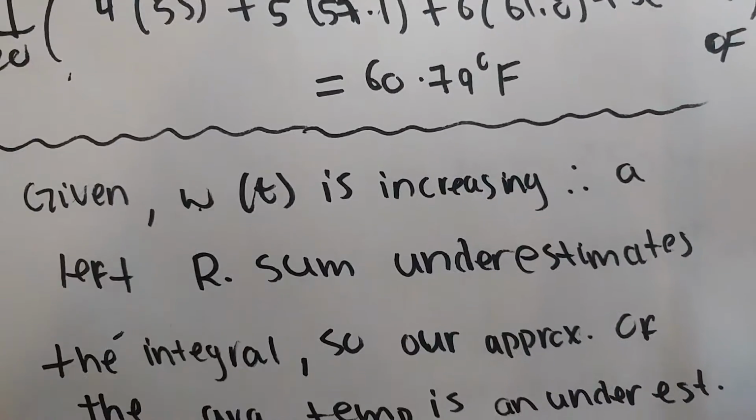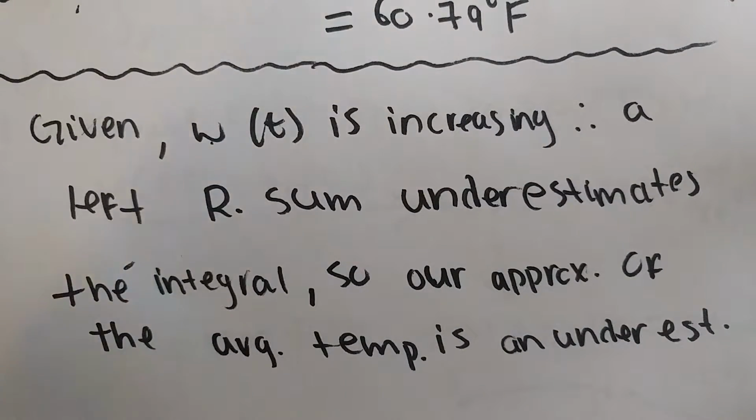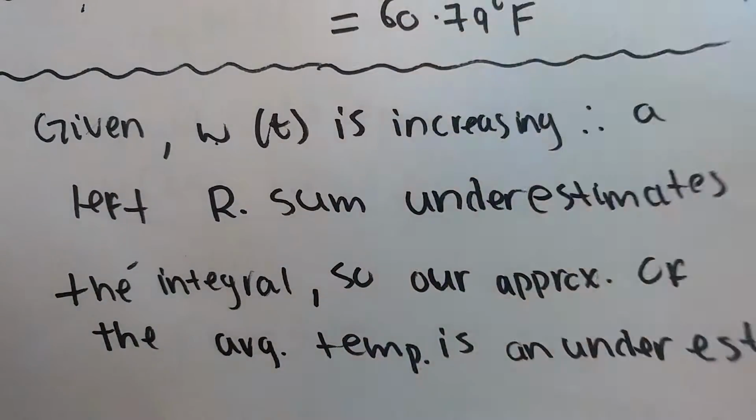Why did we do that? To make sense of it, in the problem we are told that W of t is increasing, and therefore a left Riemann sum underestimates the integral. If it underestimates the integral, our approximation of the average temperature is an underestimate as well. That's all for part C.